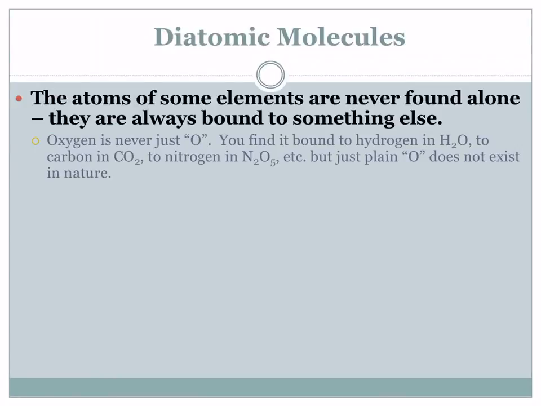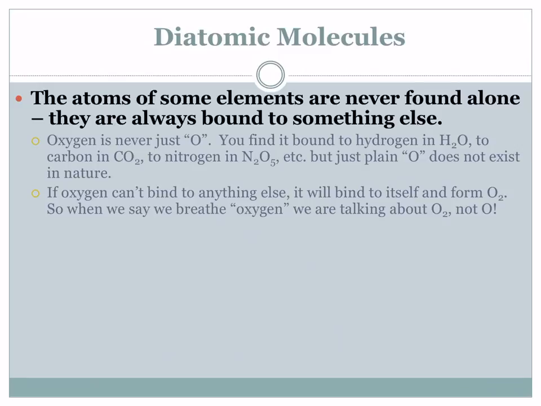So for example, oxygen is never just oxygen by itself, just the single atom. We're either going to find it bound to something like hydrogen in water, or carbon in carbon dioxide, nitrogen in N2O5. But just oxygen by itself, like the oxygen atom as an individual, doesn't exist in nature. So if it isn't bound to something else, like we see with hydrogen or carbon here, it will just bind to itself and form O2.